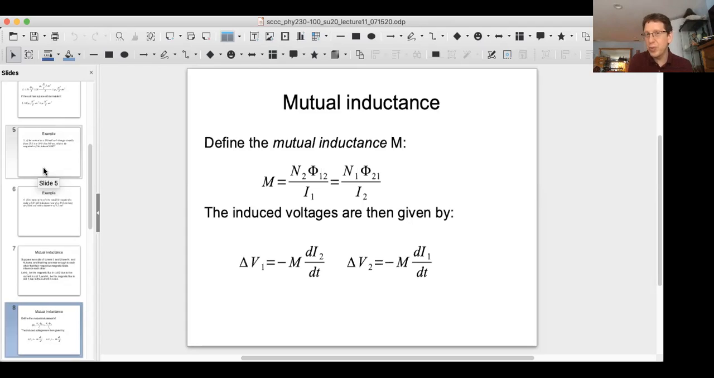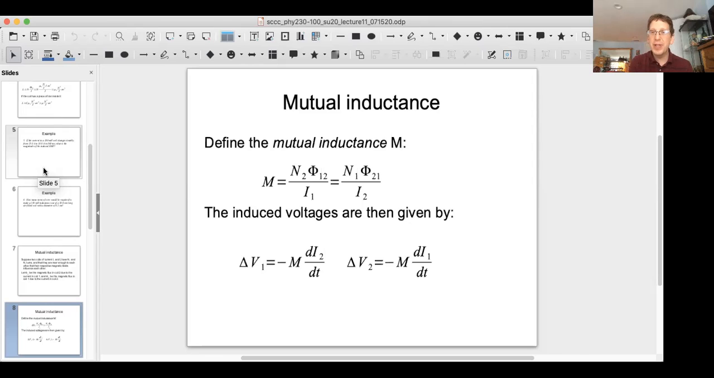And you can also write it as N1, the number of turns in coil 1, multiplied by the magnetic flux that coil 2 exerts on coil 1, divided by I2, the current in coil 2. So those two ways are equivalent. You should get the same answer whichever way you go. And that will be the mutual inductance M, which is also expressed in henries.